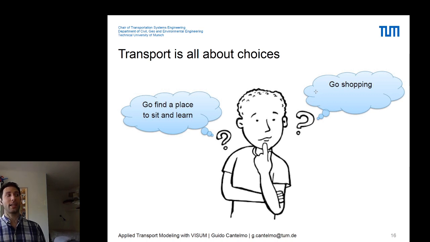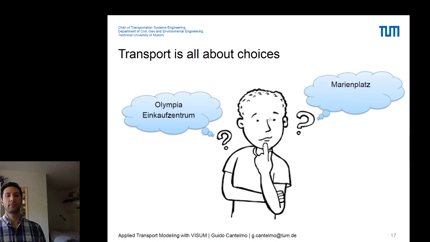So at the end of the day, most of the models we are dealing with try to simplify the process as follows. Each of us, at the end of the day, makes some sort of choice. For instance, after this class, if there was no corona crisis, you could have decided to go shopping, or maybe to stay at the university and study a little bit more. And that's the first choice. The second choice is where to go.